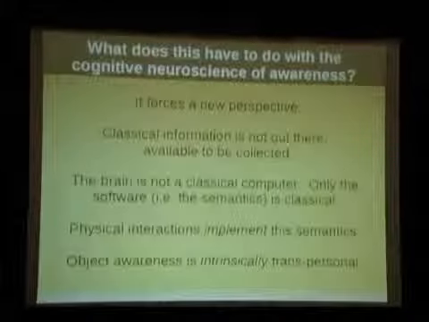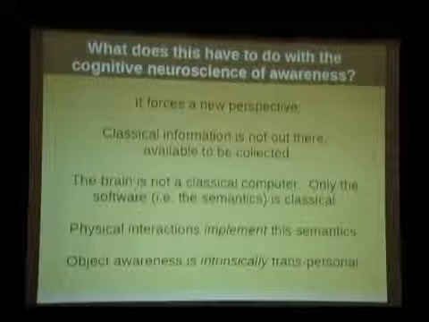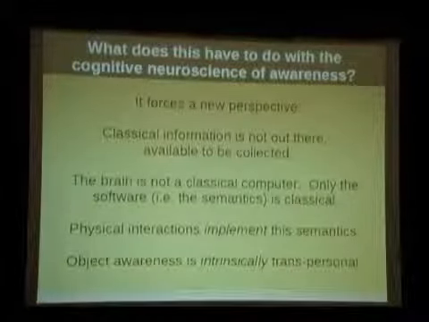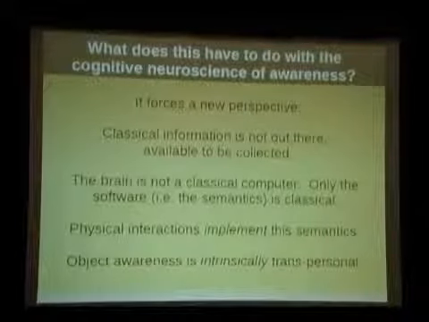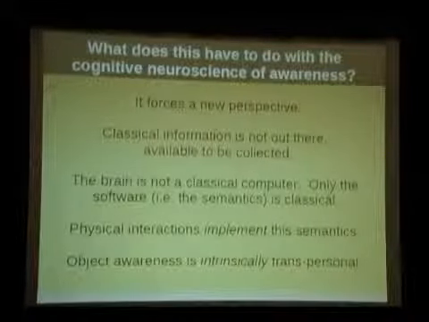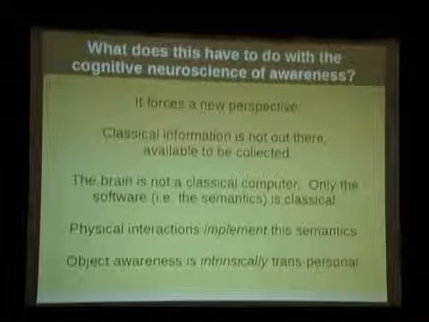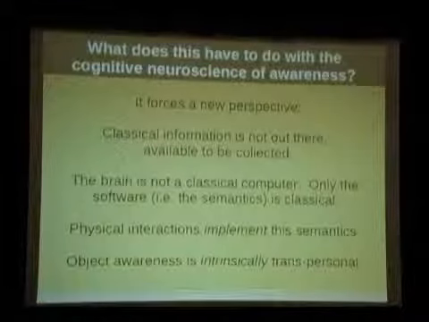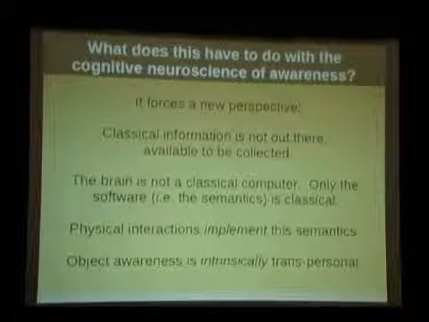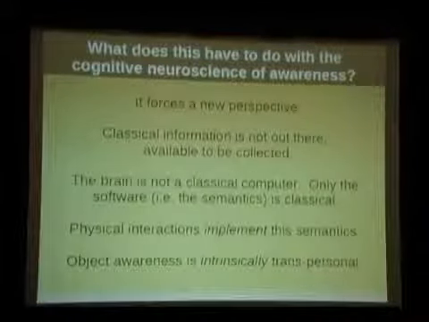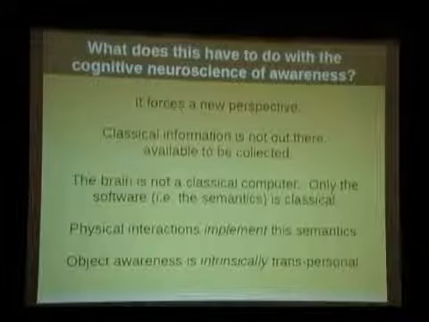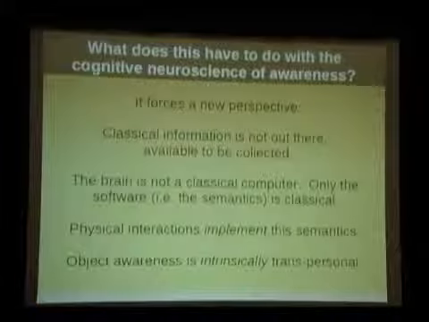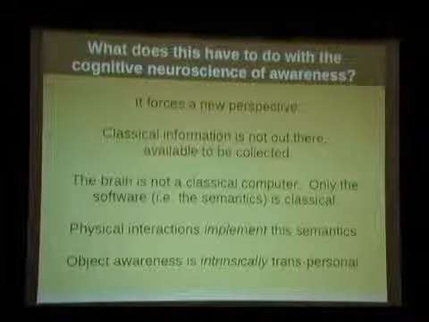So real quick, what does this mean for neuroscience? I think it just forces a new perspective. It makes us think of... Sorry to interrupt you, sir, but we are running out of time. Okay, I'll finish. It makes us think of things like object identity as a deep mystery to be addressed. It makes us realize the brain's not a classical computer because there aren't any. It's just some semantics. And it tells us that object awareness is intrinsically transpersonal because classical information is intrinsically transpersonal.